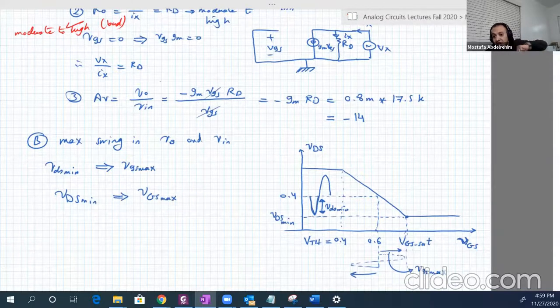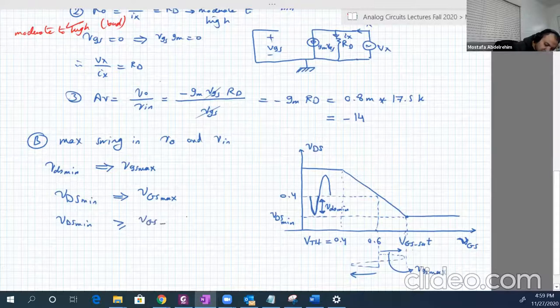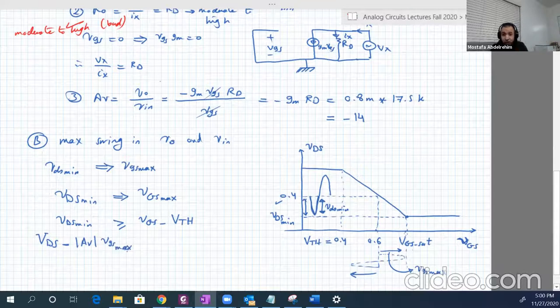And we know we shouldn't leave the saturation region. So VDS minimum must be larger than or equal to VGS minus V threshold. But what is VDS minimum? It is something in DC plus something in AC. So the DC is V capital DS capital, which is 0.4, this point, minus this portion, minus AV as a magnitude multiplied by VGS maximum. Remember, we decrease when VGS increases because they are out of phase. When this is increasing, this is decreasing. You can say it's VDS plus AV VGS maximum, and you know AV is minus, so it will be minus at the end, right?